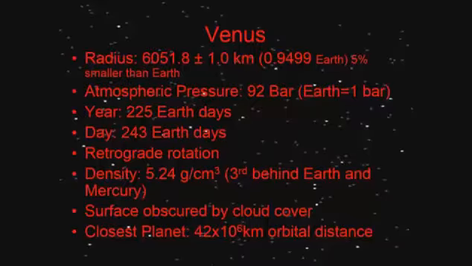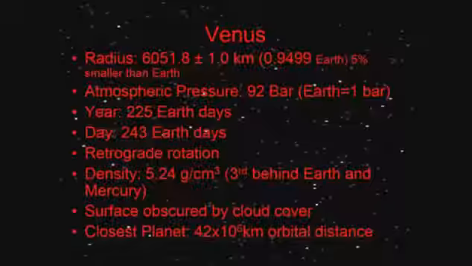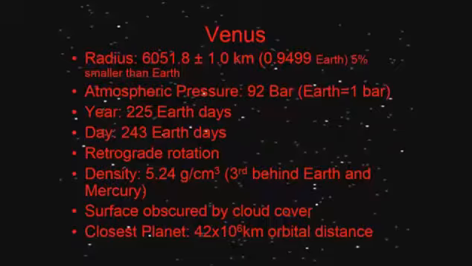So let's get on to Venus the planet. Venus as we know it now has a radius of about 6,000 kilometers, and that is about 5% smaller than Earth. So if the Earth radius was 1, Venus would be about 0.95 Earth radii. So it's very close in size to that of the Earth. Its atmospheric pressure is incredibly high. Earth has an atmospheric pressure of about 1 bar. The atmospheric pressure in Venus is 92 bar. And we're going to discuss some of the effects that that has on the planet.